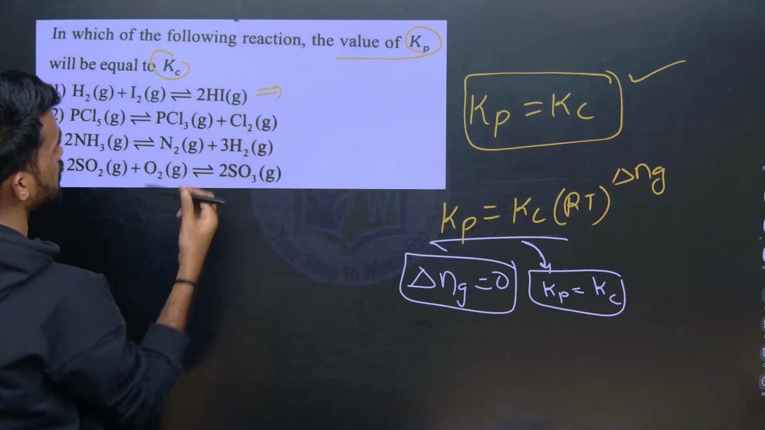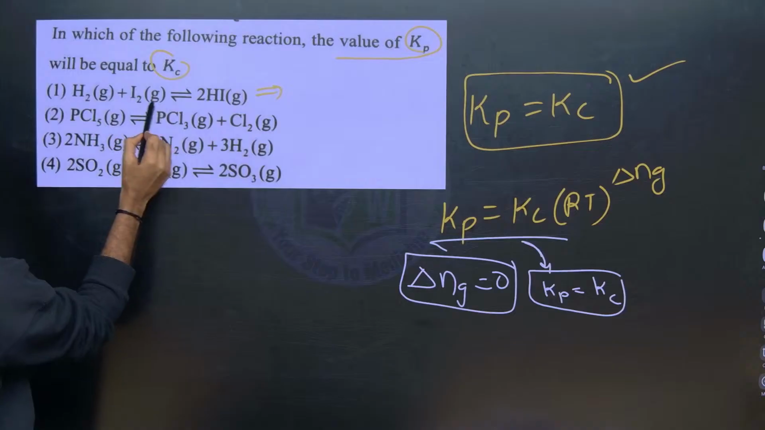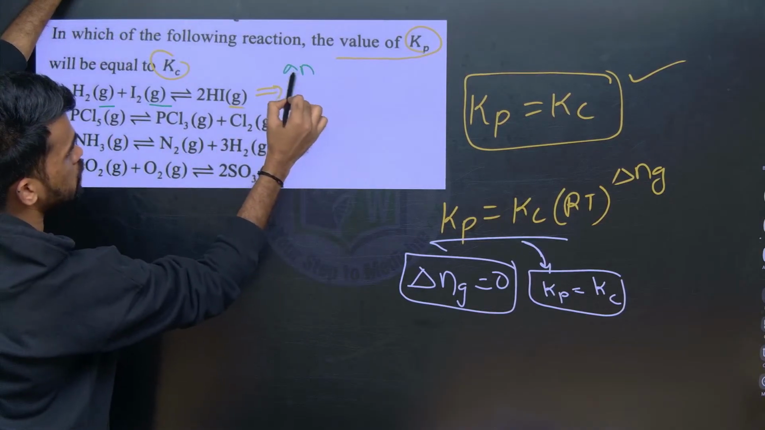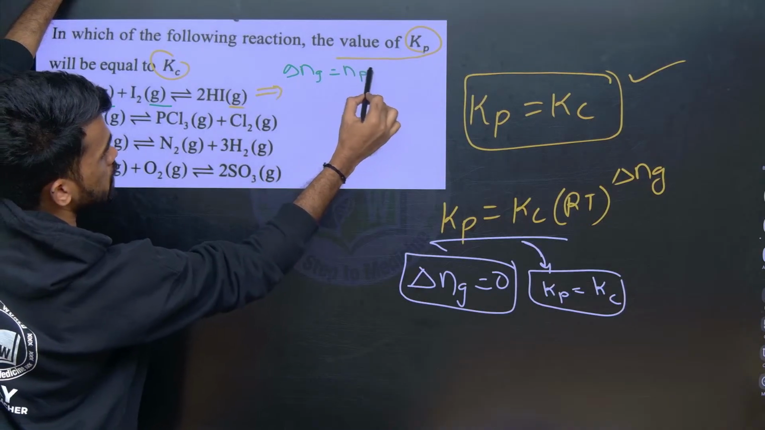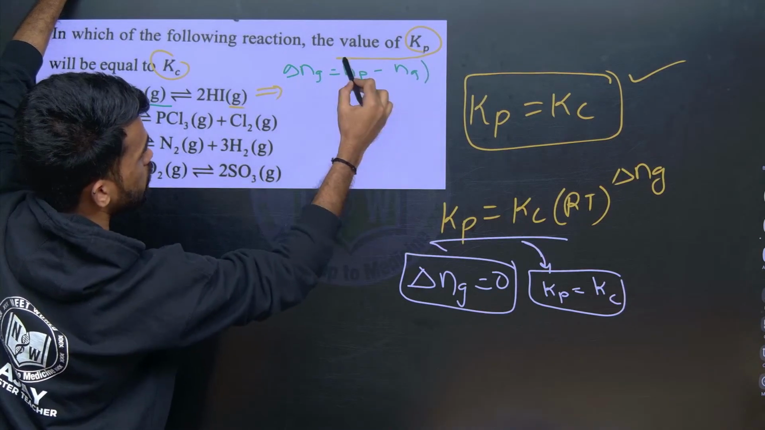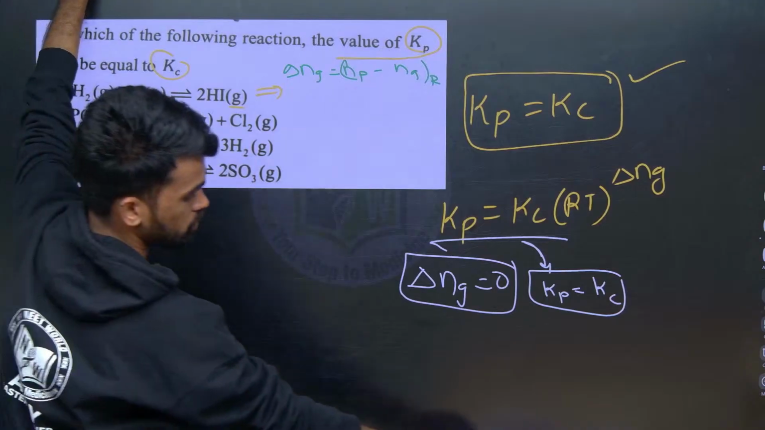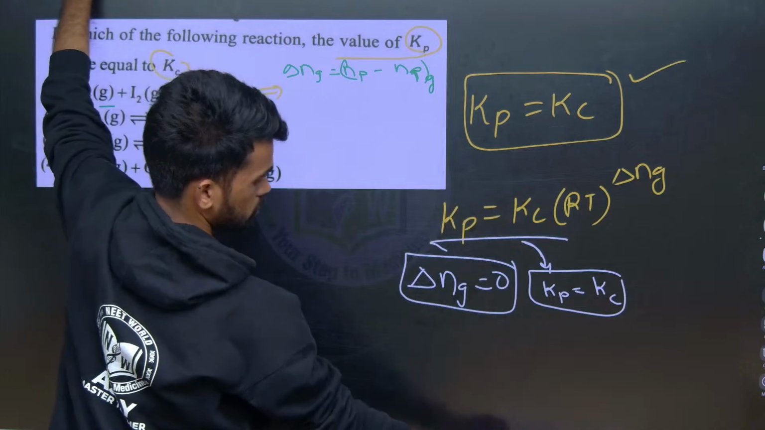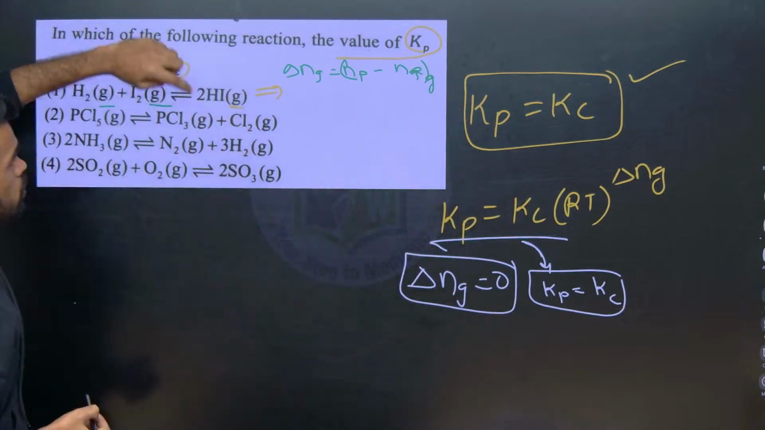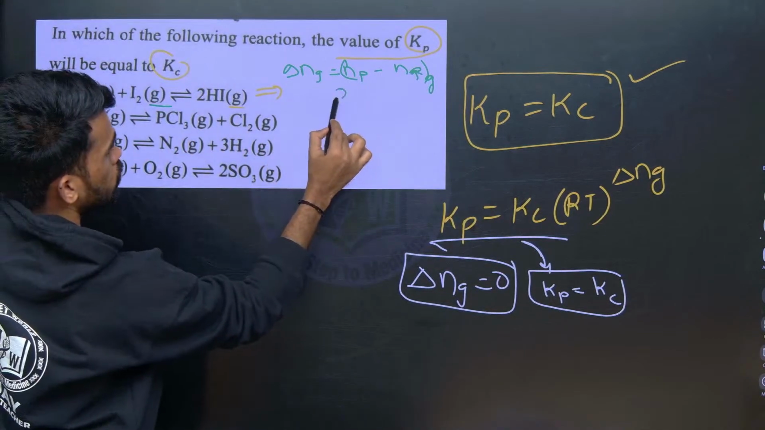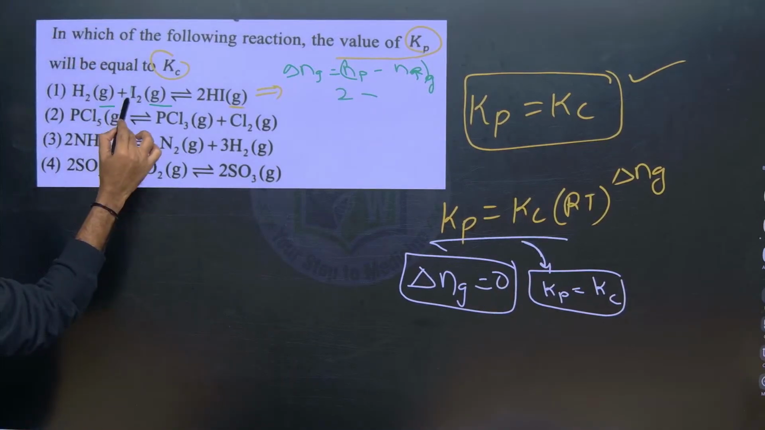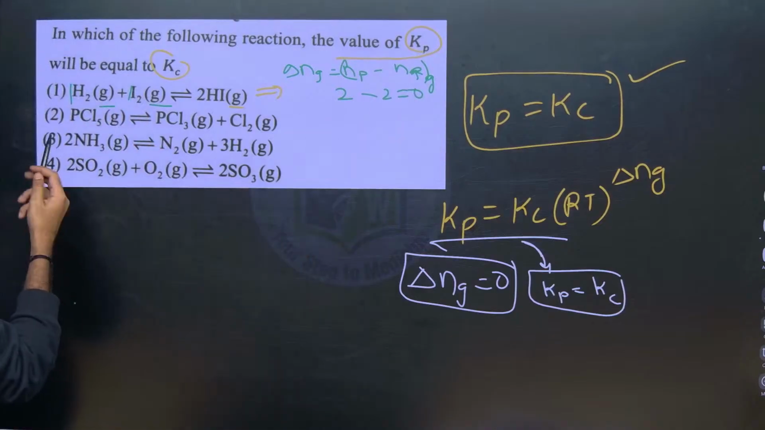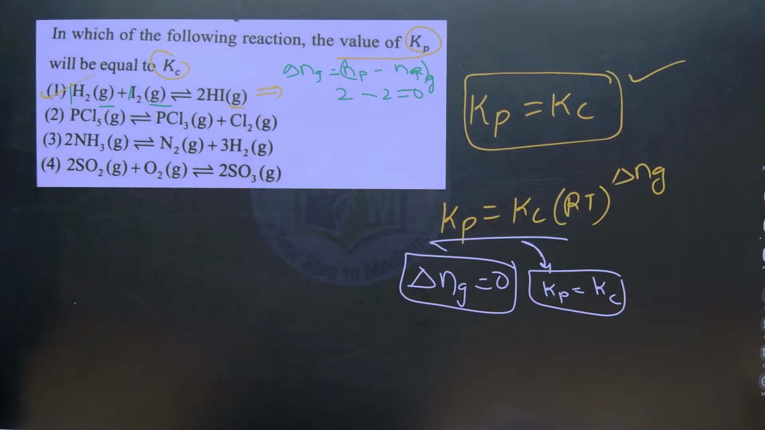So let me take this one. For this reaction, here all of them are gaseous. So delta Ng means what? n products minus n reactants, all of them should be in the gaseous state. How many products are there? 2. Minus how many reactants? Here one gas, here one gas. So I can say 2 minus 2 is 0. So here Kp and Kc will be equal in the first case.